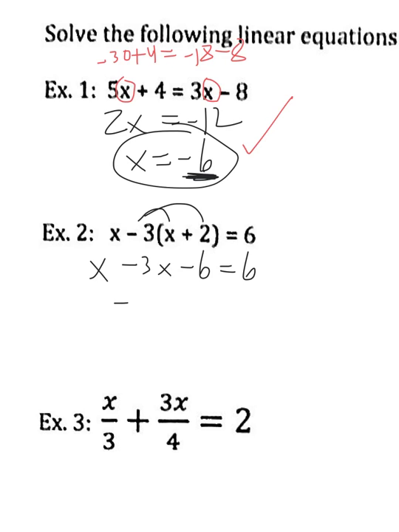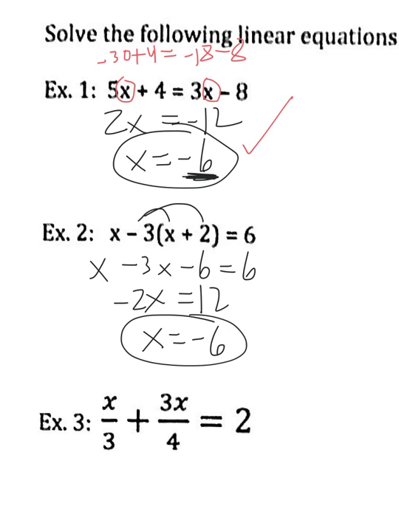So negative 2x, and add 6 to both sides, so equals 12. And then divide by negative 2. So x equals negative 6. Like I said, if you wanted to, you could take negative 6 and plug it into the original equation and check and see if you have the right answer. Never a bad idea.